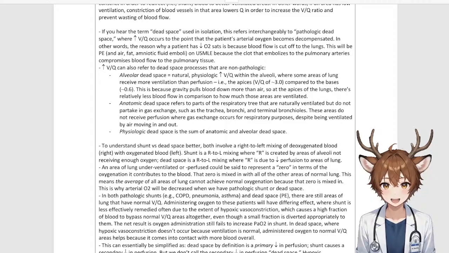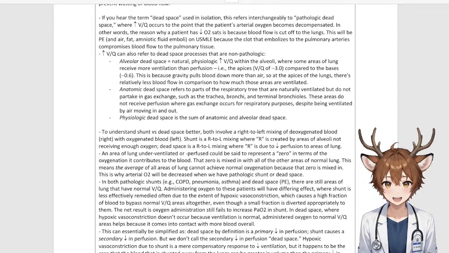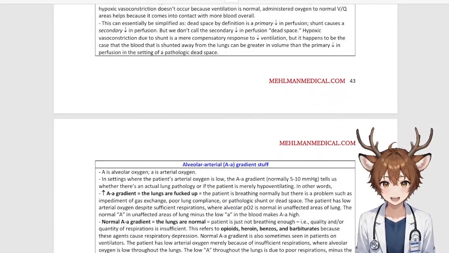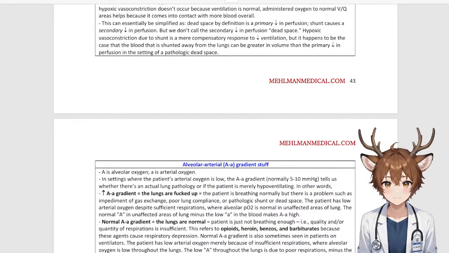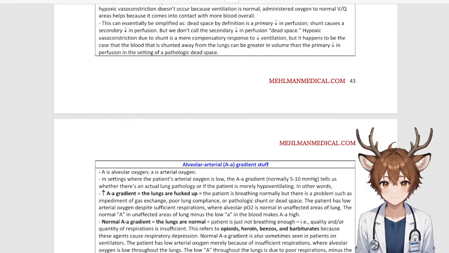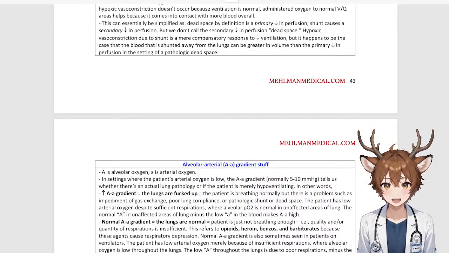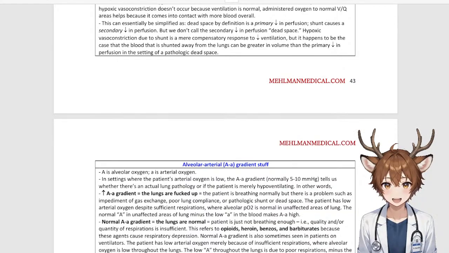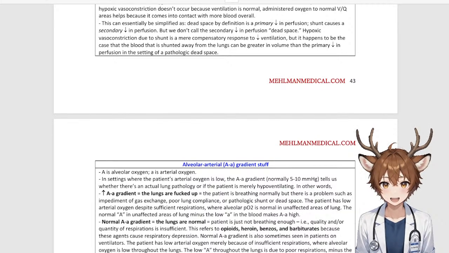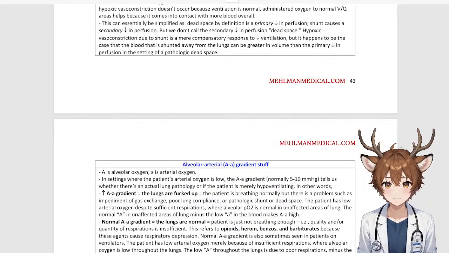This can essentially be simplified as: dead space by definition is a primary decrease in perfusion. Shunt causes a secondary decrease in perfusion, but we don't call the secondary decrease in perfusion dead space. Hypoxic vasoconstriction due to shunt is a mere compensatory response to the decrease in ventilation, but it happens to be the case that the blood that is shunted away from the lungs can be greater in volume than the primary decrease in the perfusion in the setting of a pathologic dead space.